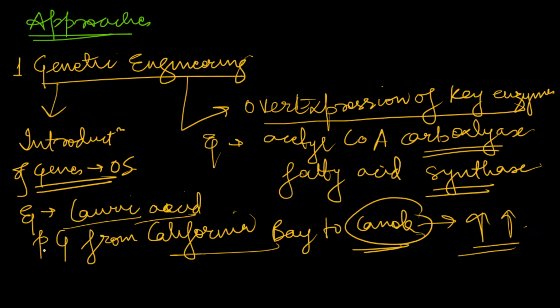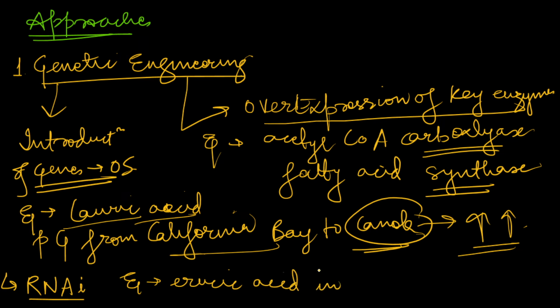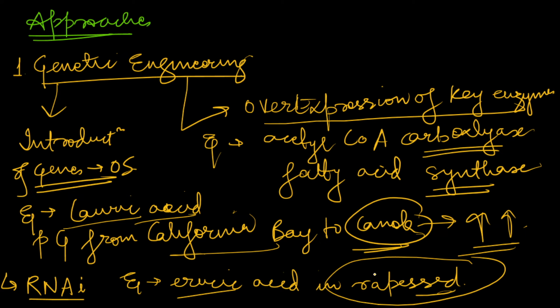You can also mention RNA interference. It can downregulate some undesirable fatty acids, for example, erucic acid in rapeseed. You all know this erucic acid is not that desirable, and generally it should be in low content. So in rapeseed, through RNA interference, it can be reduced or downregulated.